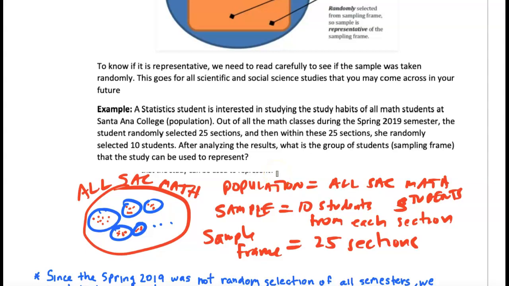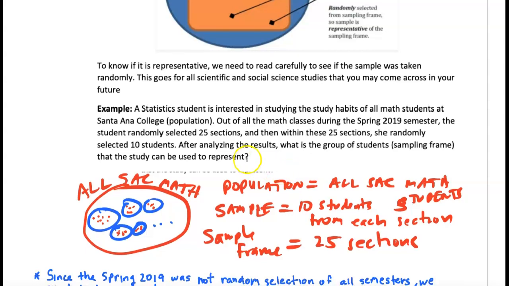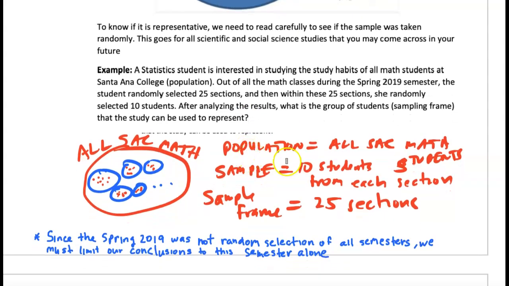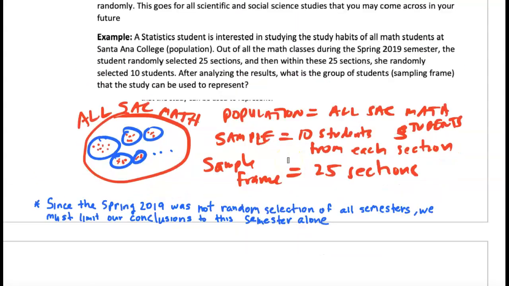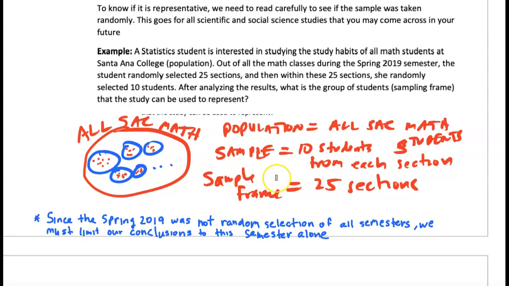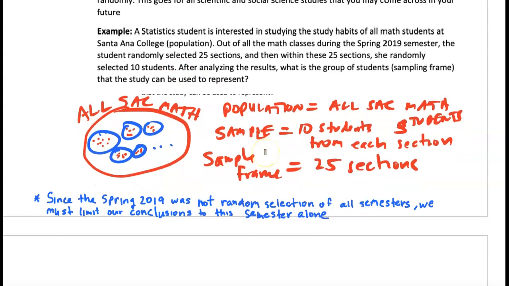So you can see the results there of this example, of what the population sample is. Something to keep in mind in this specific example is that the data we're collecting, which is spring 2019, was not a random selection of all semesters, so we can only limit our conclusions to this semester alone. Our overall conclusions are limited because we didn't randomly select students from specific years. We chose that one there.